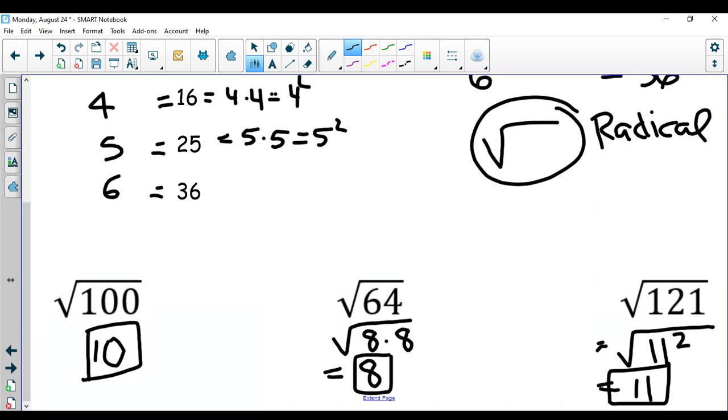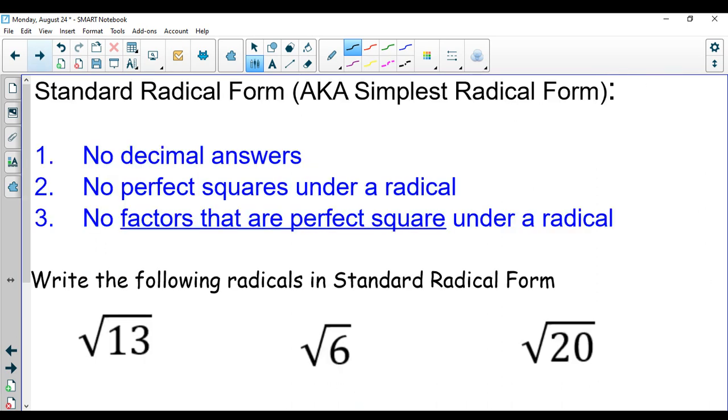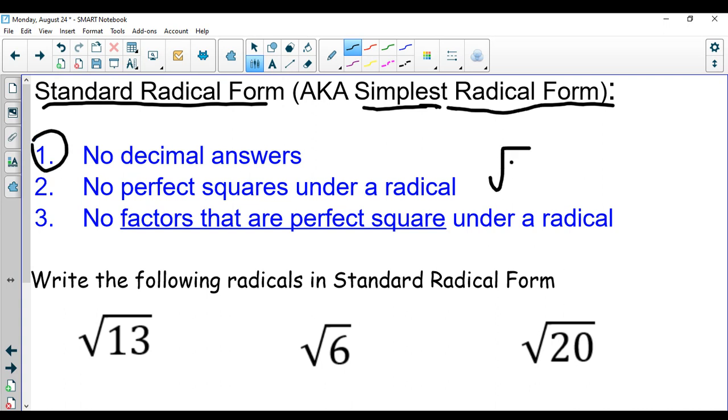All right, so what you had to learn in Algebra 1 was this concept of standard radical form, otherwise known as simplest radical form. So if you see the directions for standard or simplest, then they're asking you to do the same thing. Okay, so when you simplify these square roots, we want to have the idea that we're not going to grab a calculator and give a decimal answer. And we're not going to leave any perfect squares under a radical. So we couldn't leave an answer like this, square root of 25, because 25 is a perfect square.